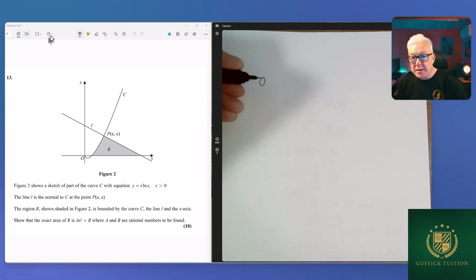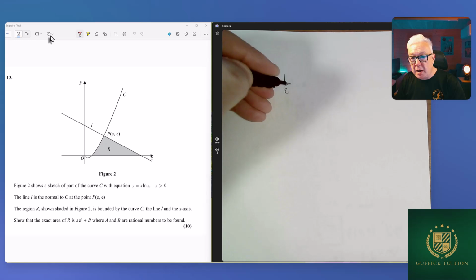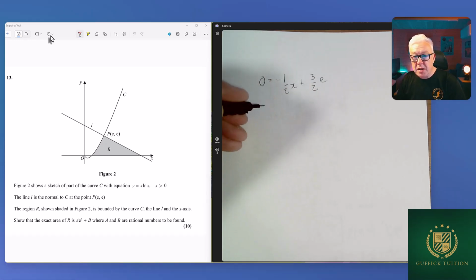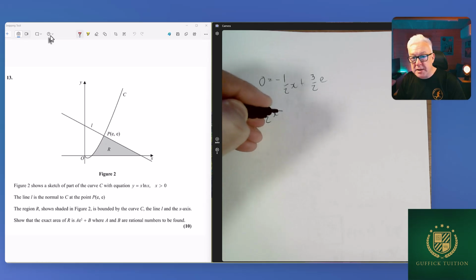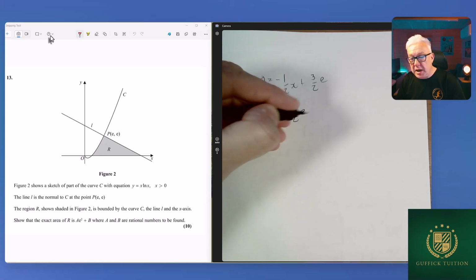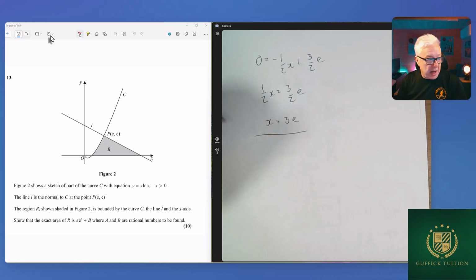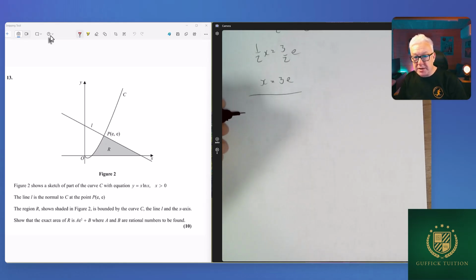So that is going to be 0 equals minus a half x plus 3 over 2e. So therefore a half x is going to equal 3 over 2e. So therefore x is going to equal 3e. Okay, so we found out that the point of intersection with the x-axis is 3e. Now how does that help us?